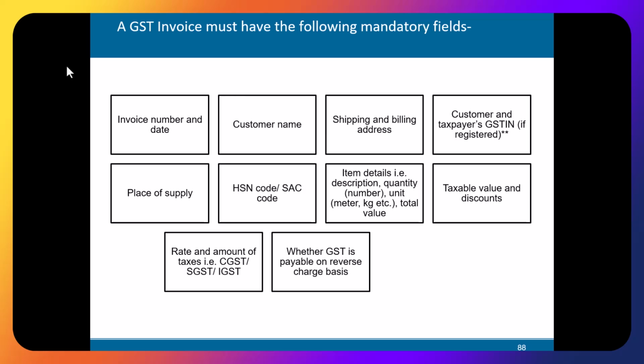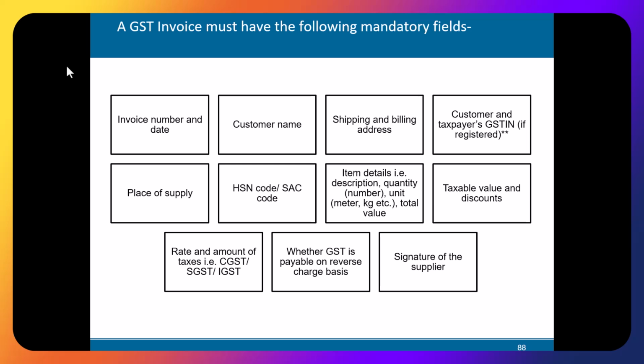Invoice number and date, customer name, shipping and billing address, customer and taxpayer GSTIN, if registered, place of supply, HSN code, SAC code, item details that is description, quantity in number, unit in meter or kg etc., total value, taxable value and discount, rates and amounts of taxes that is CGST, SGST or IGST, whether GST is payable on reverse charge basis, mandatory signature fields of the supplier.